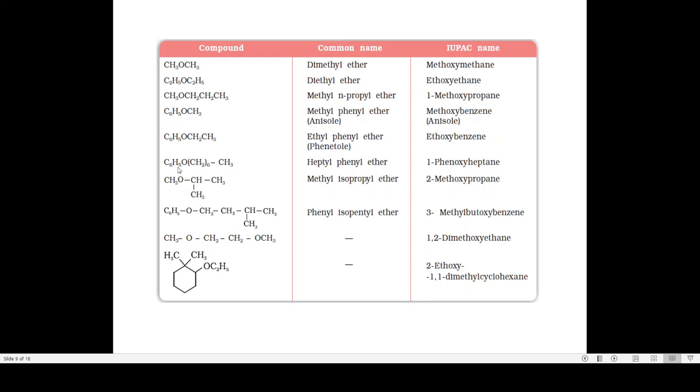So we have C6H5OCH2(CH2)5CH3. We have a heptyl attached to an oxygen on one side and a phenyl on the other. The trivial name is heptyl phenyl ether. For the IUPAC name, when I compare it with heptane, the phenyl has 6 carbon atoms. So this is the smaller group, and hence I give the alkoxy to the smaller group and call it 1-phenoxy, and the bigger group I retain as the parent alkane, and hence the name is 1-phenoxyheptane. So these are the examples for ethers.